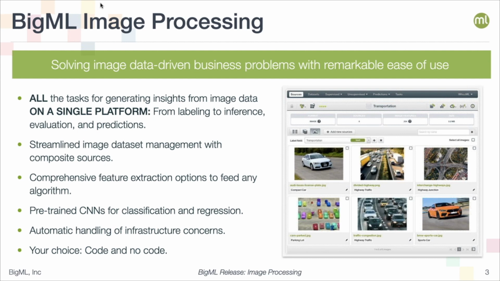In conclusion, BigML image processing is the only no-code commercial implementation of its kind that melds not only deep learning, but also other supervised and unsupervised learning techniques underpinned by composite sources, blending image and non-image data together, while allowing users to tackle image labeling as they need.